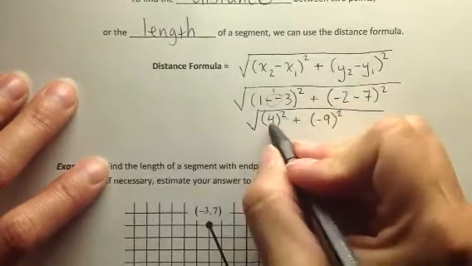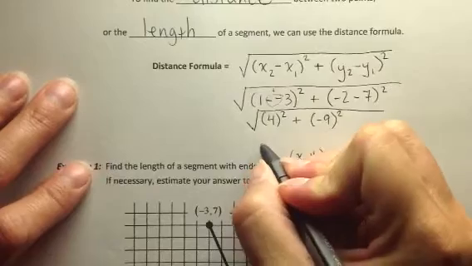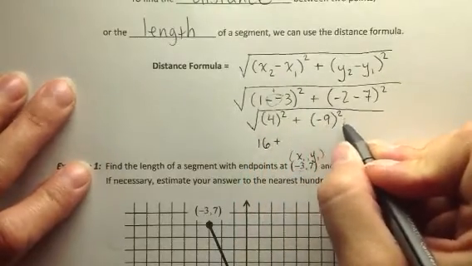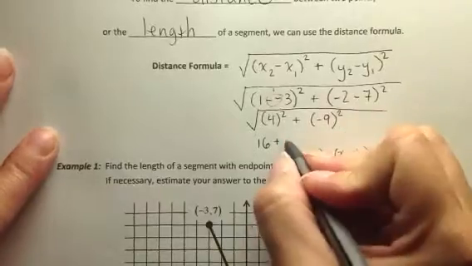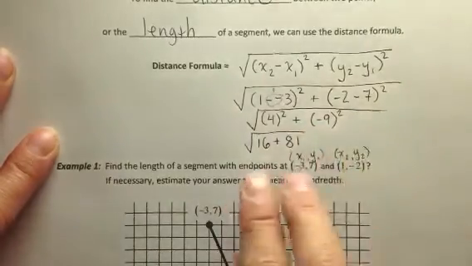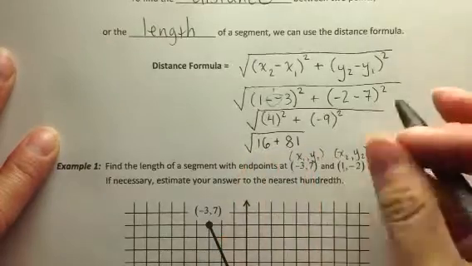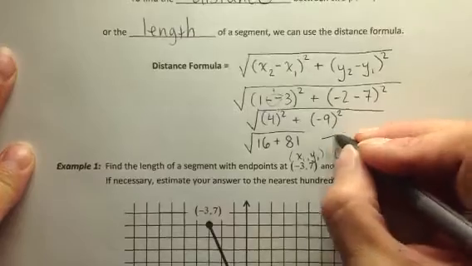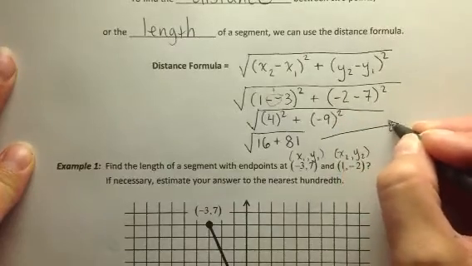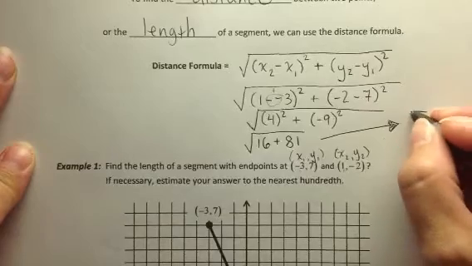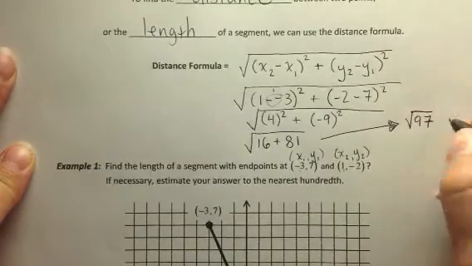So I'm going to get 4 squared is 16, plus -9 squared, that's a negative times a negative, so it becomes positive 81. Okay, so I'm going to add those. I'll move over this way. 6, 7, this is 97, so the square root of 97.